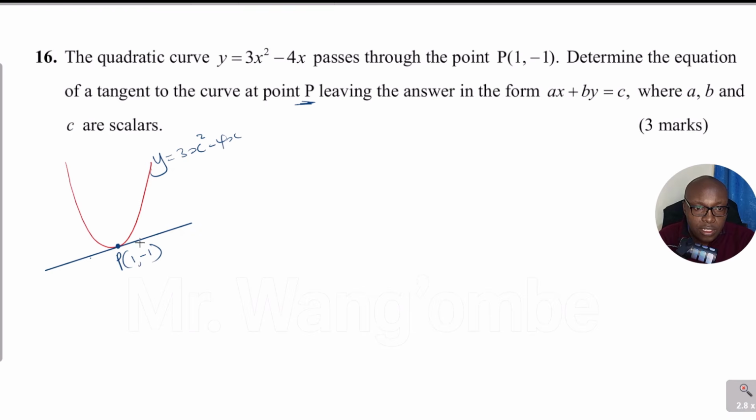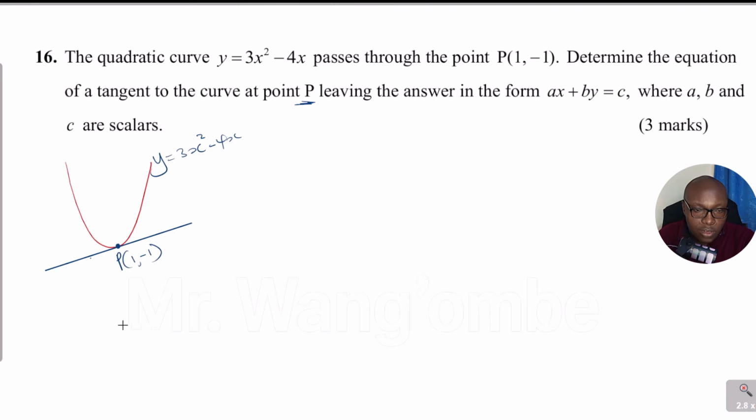Now, the tangent is a straight line, so you know how to get the equation of a straight line. You require at least one point and the gradient. We have the point where the tangent is passing, that is (1, -1), but we don't have the gradient. So what will give us the gradient? We will get it from the curve. Using the function of the curve, we'll be able to calculate the gradient function at this point P.